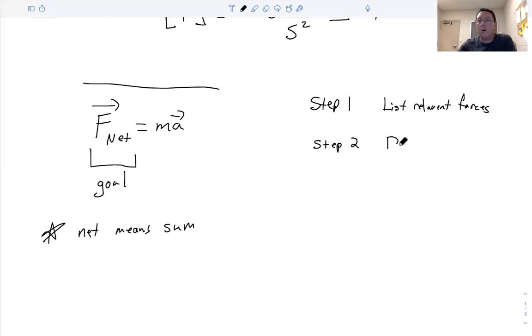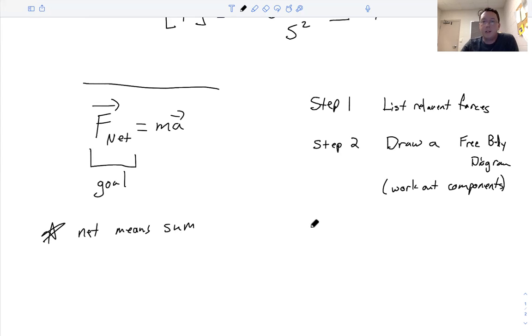Step two is going to be to draw a free body diagram. I'll talk about what that is. It's basically a diagram of all the forces in the problem. It's kind of in the middle here. Maybe in parentheses, step 2.5: work out components if need be.